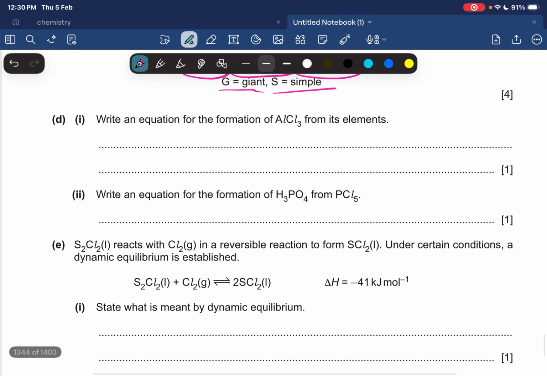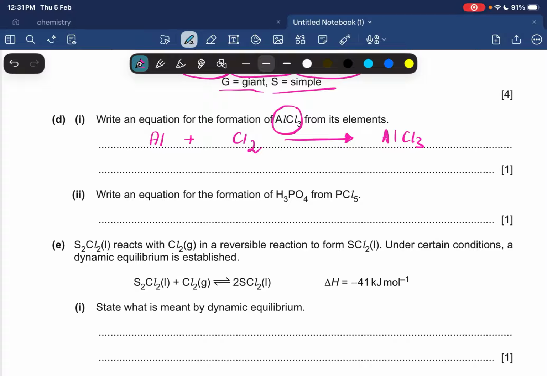Moving on. Write an equation for the formation of AlCl3 from its elements. So we have the element aluminum, we have the element chlorine, and then we're forming AlCl3. I guess the important part in this equation is not just writing the equation. You have to realize one thing, right? What's that one thing? How do you balance this equation?